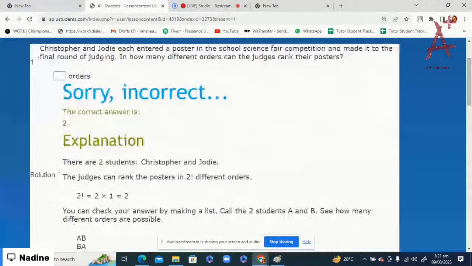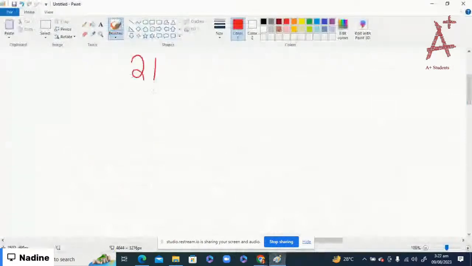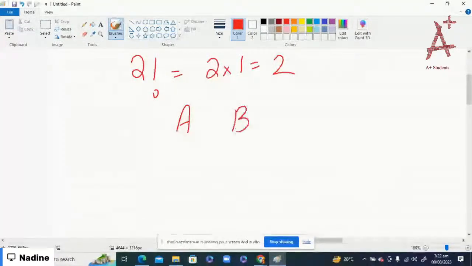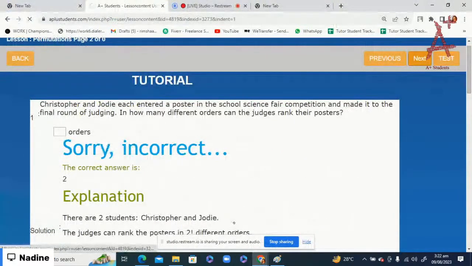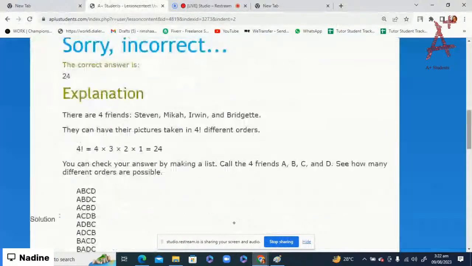How many people basically entered a poster in the school science competition? That are two, Christopher and Jordy. So it means that again there is 2 factorial. Again you got the answer 2. And if this is Christopher and this is Jordy, now shuffle their positions. So this is 2 and here the order is also 2. So it means that the question answer is right. Let's do the next.